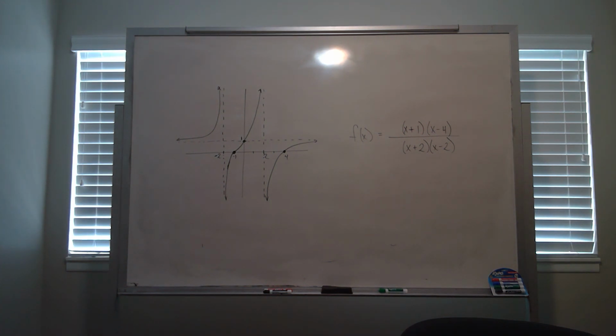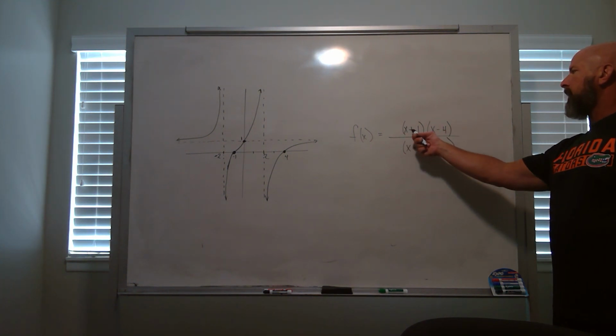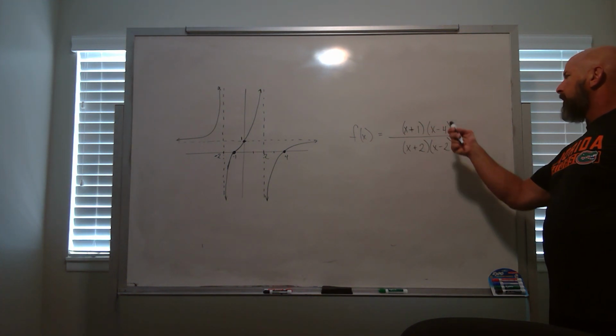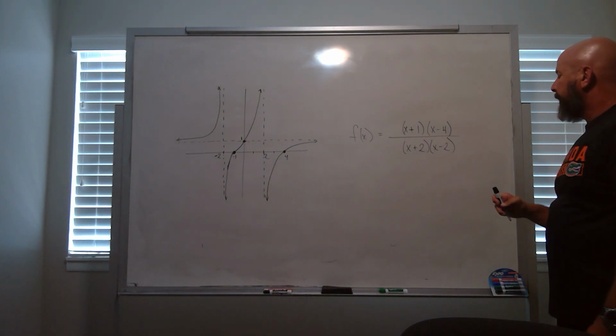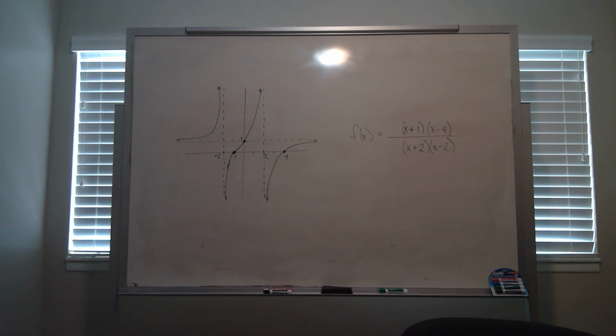I can also make sure that my y-intercept is satisfied. Y-intercept would be if you substituted a 0 in for x. Well, if I substitute a 0 in for x, I would have -1 times -4 is -4 in the numerator. 2 times -2 is -4 in the denominator. -4 over -4, that's going to be a 1. I've satisfied all of those pieces. There is my answer.